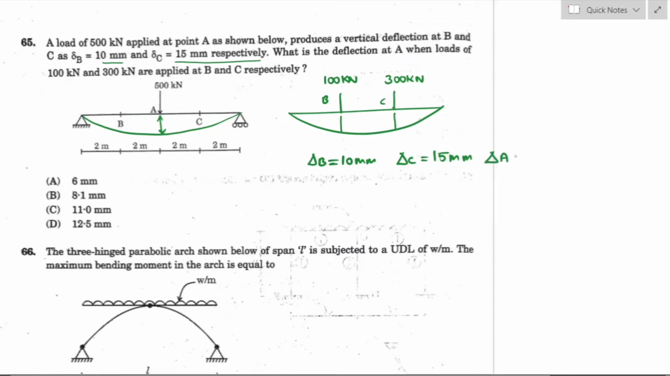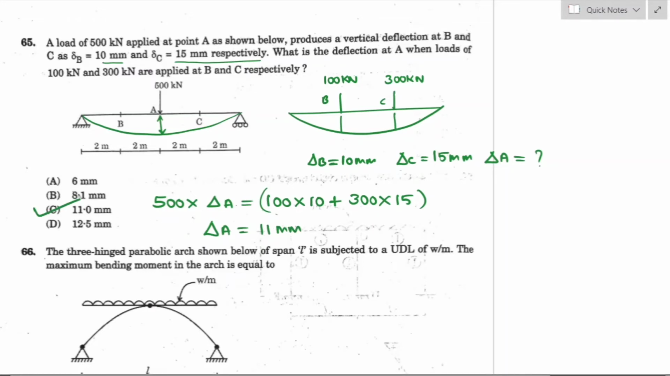So we have to calculate the deflection at point A due to the load of 500 kN. According to Betti's theorem, from the principle of virtual work done, the total load 500 kN multiplied by its corresponding deflection is equal to 100 kN into deflection at point B, which is 10 mm, plus 300 kN multiplied by its corresponding deflection of 15 mm. On solving this, the deflection at point A will be 11 mm. So option C is the right answer.